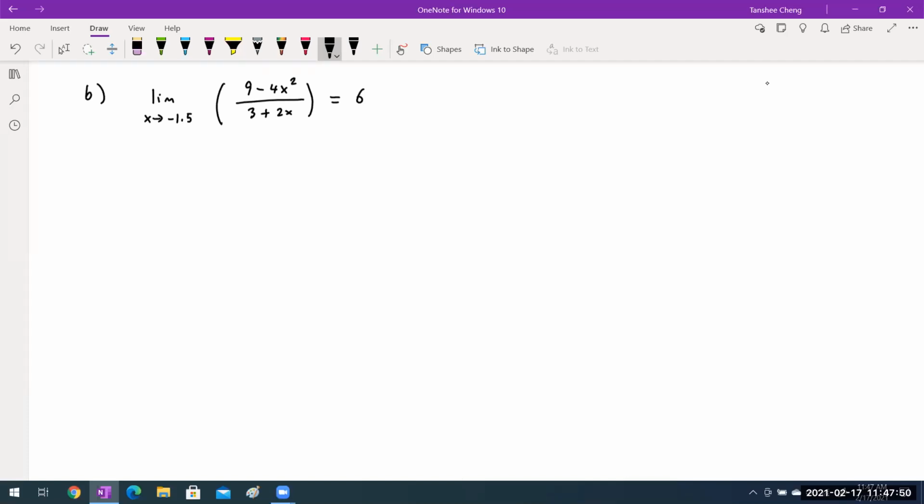So example B: the limit as x approaches negative 1.5 of the function 9 minus 4x squared over 3 plus 2x is equal to 6. It looks like a rational function. The way we're going to start is the same as before. First, we want to find the suitable value for delta.